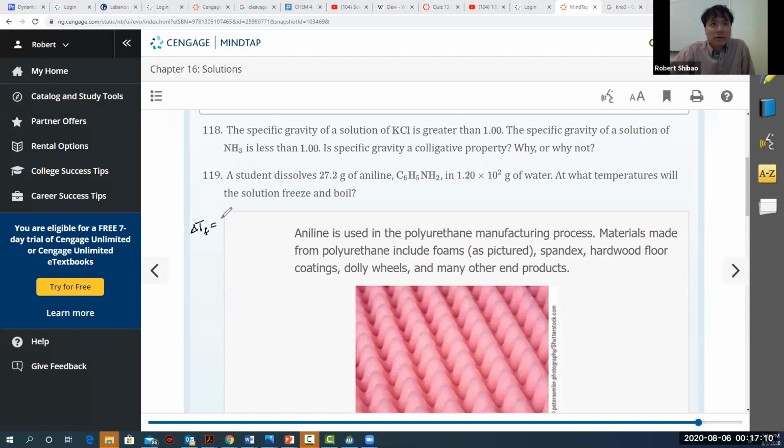Delta T_F is the change in the freezing point, and that's going to equal K_F times the molality. Now this molality is the total solute particles. It doesn't care what the particles are. It just wants to know how many total particles there are. K_F is a constant found in a table, so we look that up.